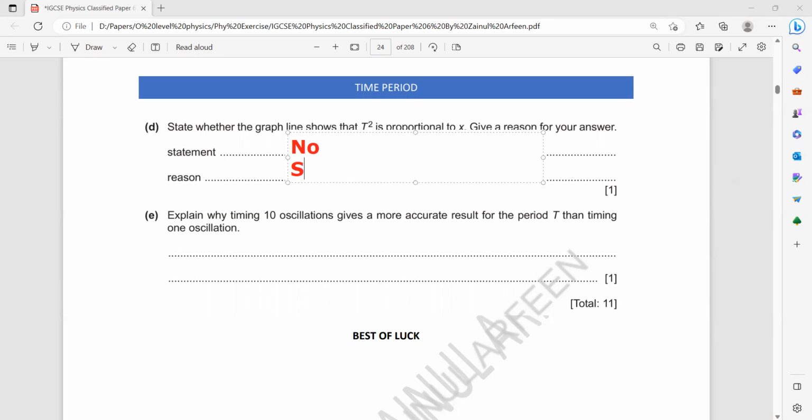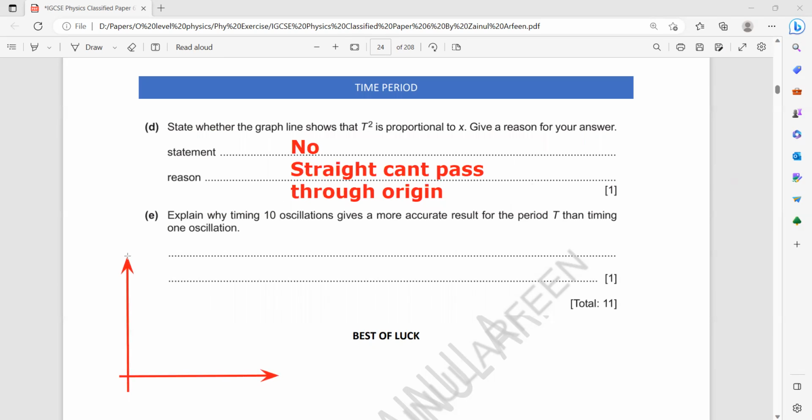Why? Because the straight line cannot pass through origin. This straight line can never pass through origin. Why can it never pass through origin? Because the shape of the graph gives you an idea that it can never. The graph is in this manner, this line which we draw, it is like this. So how will it pass through origin? It can never pass through origin.